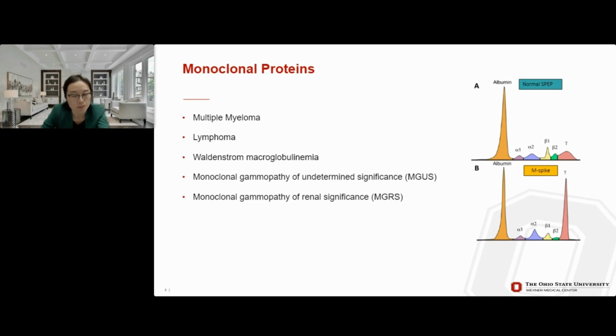M proteins are present in various malignant diseases, for example, multiple myeloma, lymphoma, and Waldenstrom macroglobulinemia. In addition, M protein can be detected in MGUS, which is monoclonal gammopathy of undetermined significance, or monoclonal gammopathy of renal significance, MGRS. The identification, quantification, and typing of M proteins are very important in diagnosis, classification, and monitoring of monoclonal gammopathies of malignant and unknown origin.